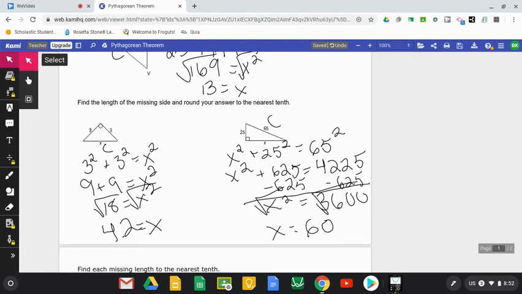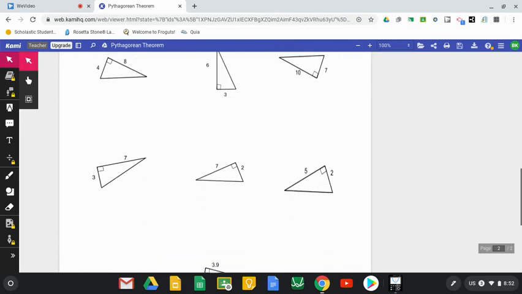Okay? So there, back to back are really the only two ways you can solve this problem. You're either going to have to square them, add them together, and then take the square root, like on the left, or you're going to have to square them, then subtract, and then take the square root. Okay?